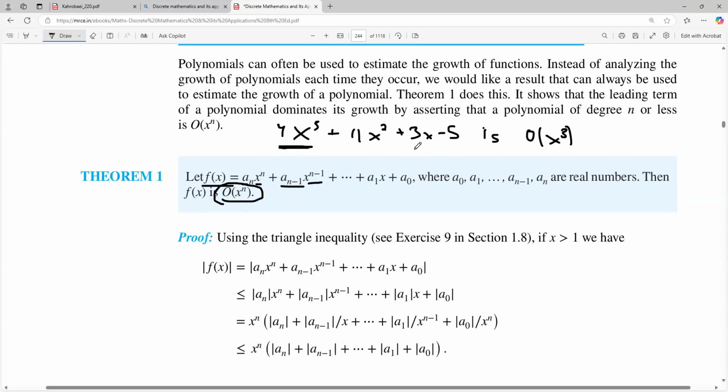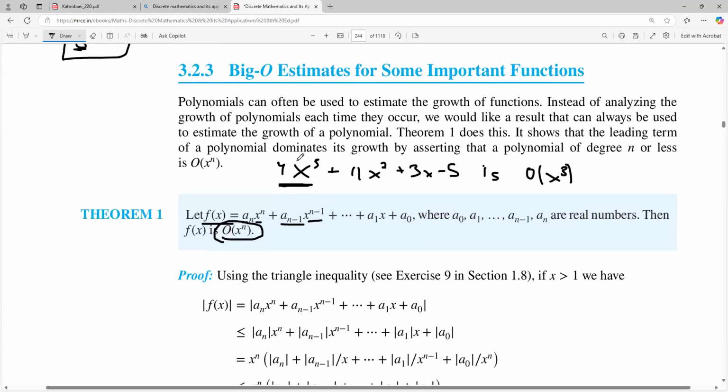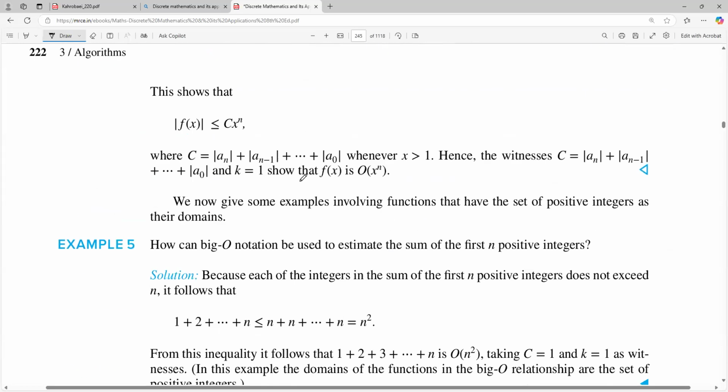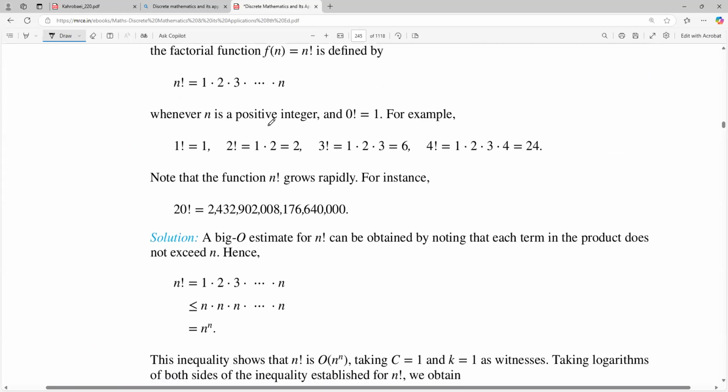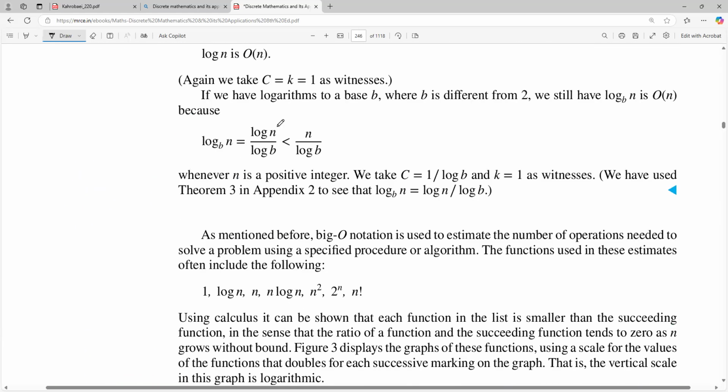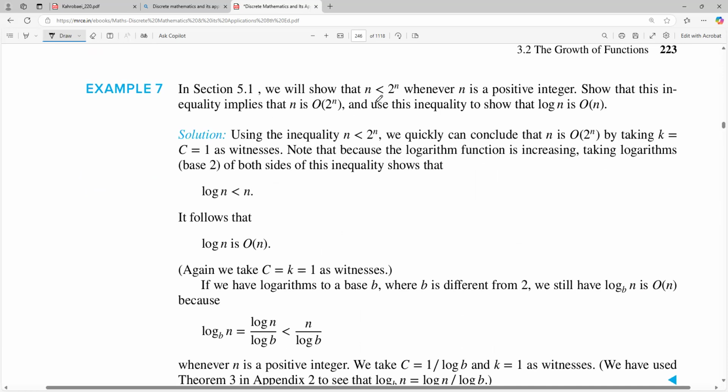And there's a way you could prove it. I think I learned this in 313. But in general, if you remember this rule, you could just use it. So 4x cubed, highest exponent, it's big O of x cubed. Okay, so that's for polynomials. Polynomials are usually easier to figure out. Logs.